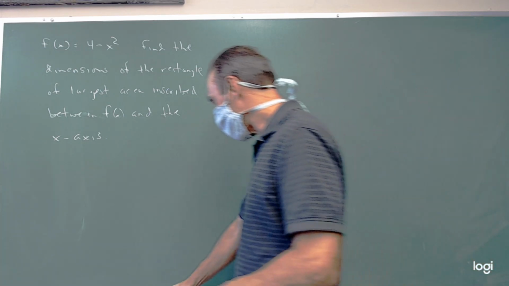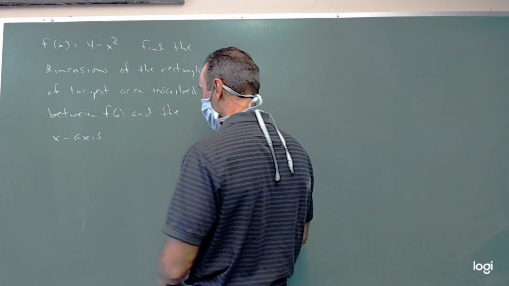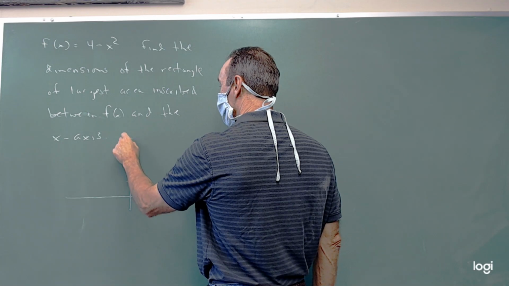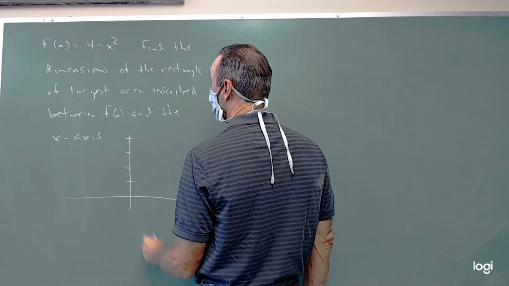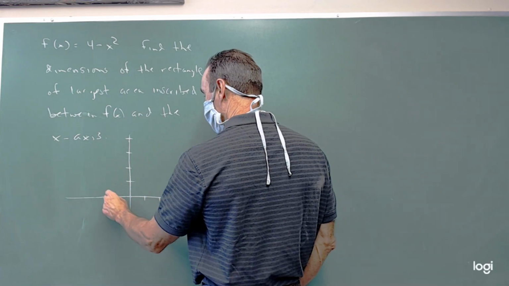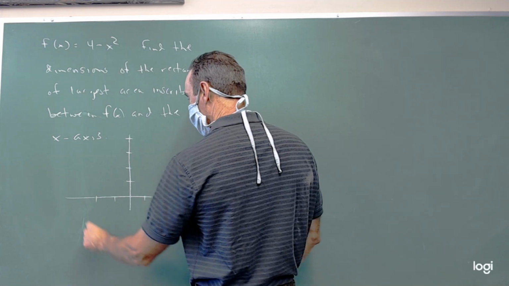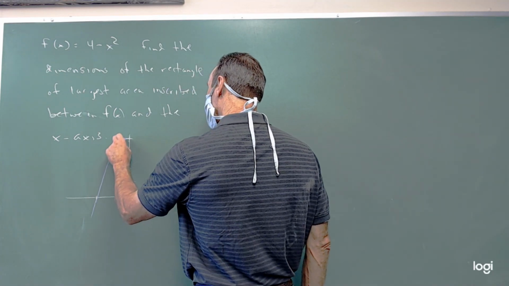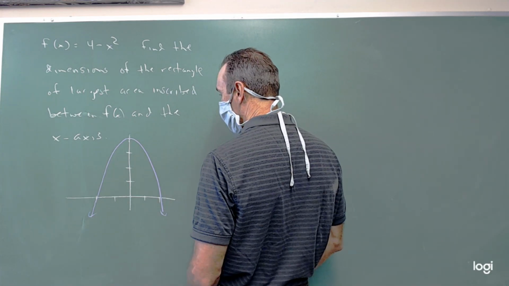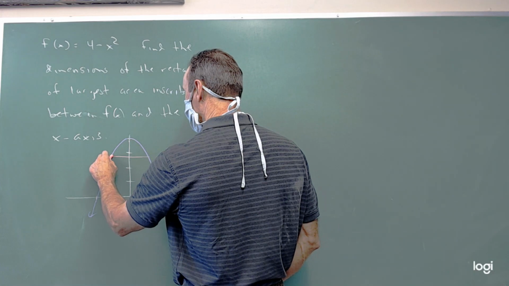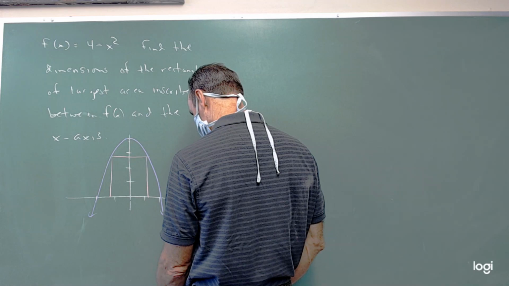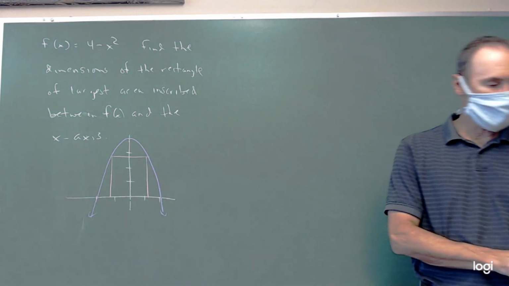So we know that 4 minus x squared is going to be a parabola that opens down. It's going to have a vertex at 4, and it's going to cross the x-axis at 2 and -2. So we're getting a parabola that looks something like that. Now we're talking about a rectangle that is inscribed between the curve and the x-axis. We want to find the one that has the largest area.